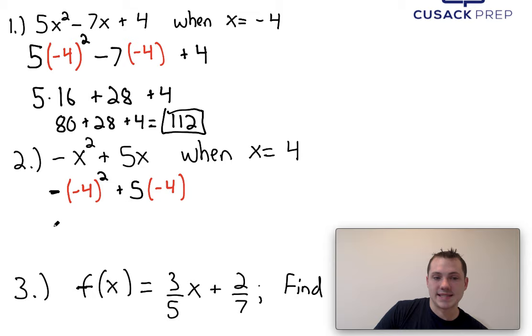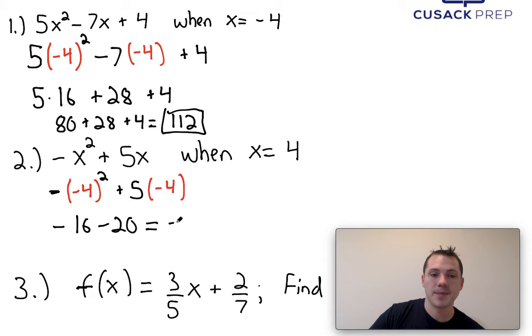-4 squared is 16, so this becomes -16. 5 times -4 is -20, so we have plus -20, which is just the same as -20. So this is going to equal -36.